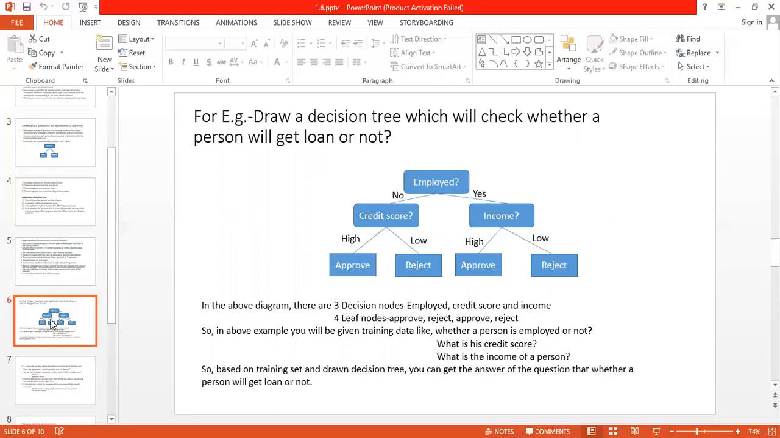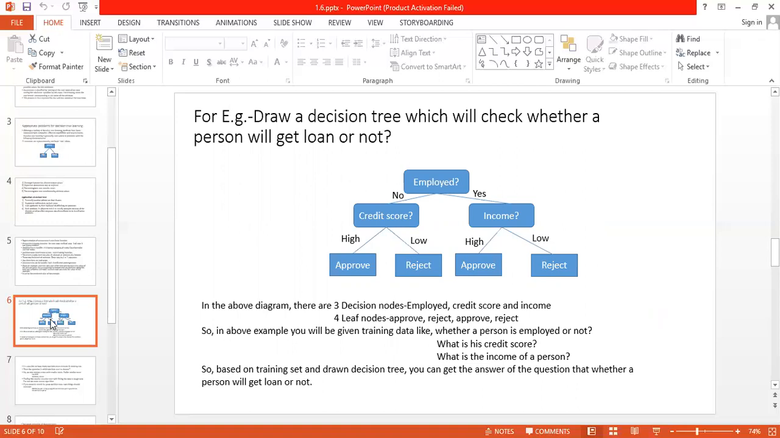So what we have to do is, suppose the person is having good income, so the income is high, approve the loan. If the income is low, reject the loan. If person is not having good income, so check the credit score. So in credit score, if the credit score is high, approve the loan. If the credit score is low, reject the loan.